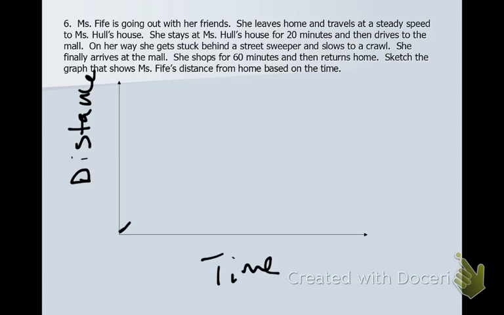Okay, so I like what she did. So she said that she drove, stopped for a while, right? At Mrs. Hall's house. Okay, and she did a good job of highlighting a lot of the stuff that she wanted to make sure she showed. Now, the only issue, and she admitted she had a hard time coming up with how to show a slower pace. She had to slow to a crawl, right? Because she got behind a street sweeper.